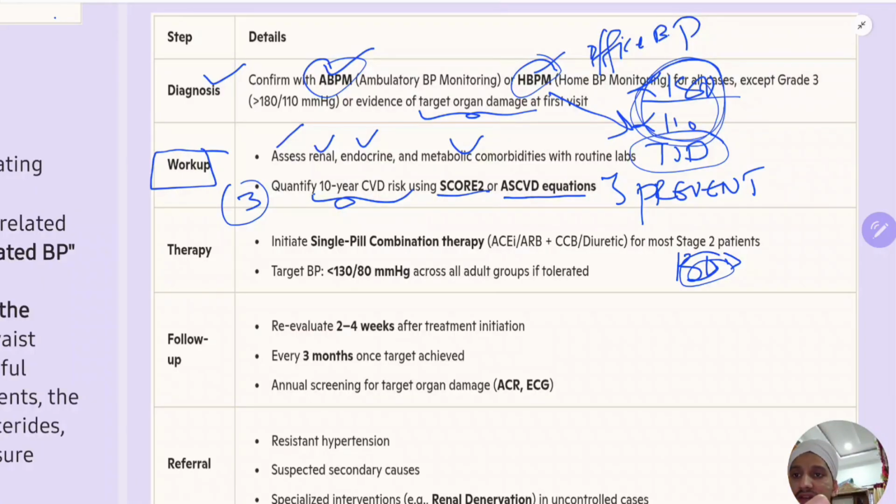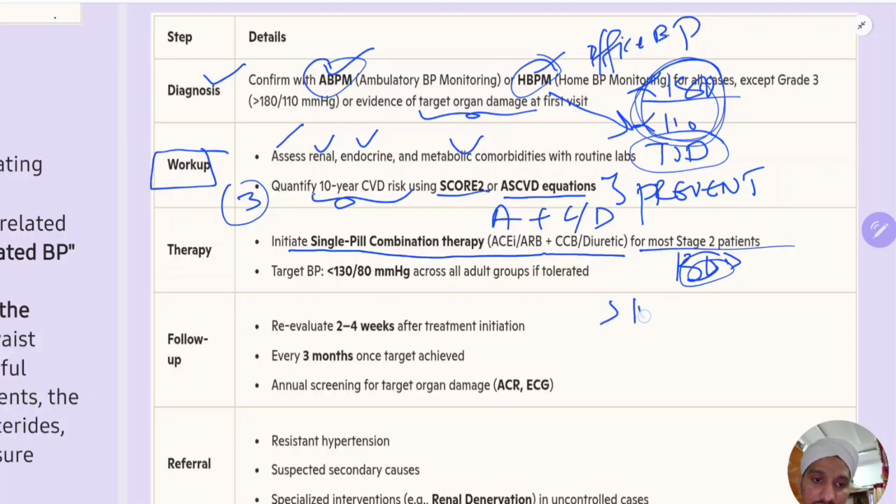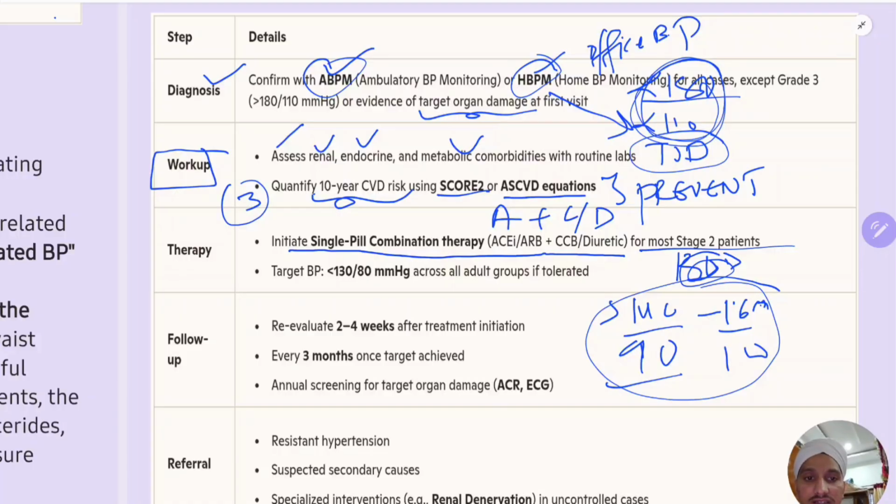Okay. Therapy. What is the therapy? So initiate single pill therapy, ACE inhibitor or ARB plus CCB or diuretic, A plus C or D, for most stage 2 patients. What is stage 2? It is nothing but BP more than 140 by 90. This is stage 2, 140 to 160 by 100. Okay. For all stage 2 patients, dual drug therapy is enough. Target BP in most patients is 130 by 80, but the patient should tolerate that.